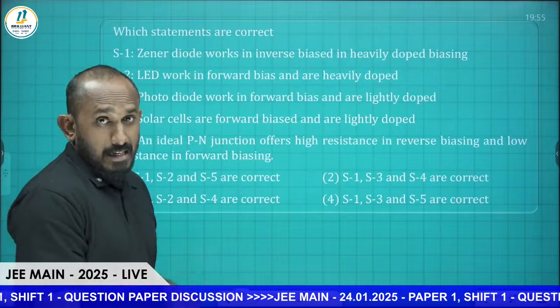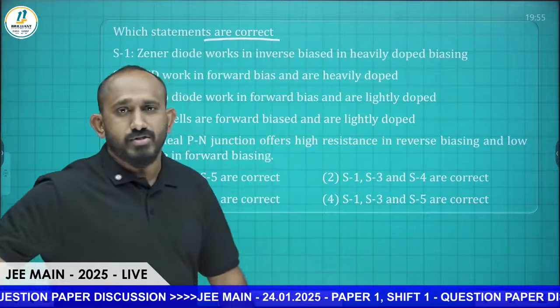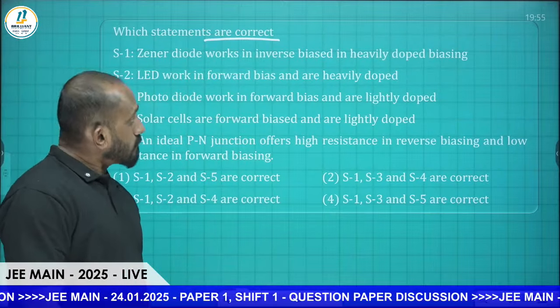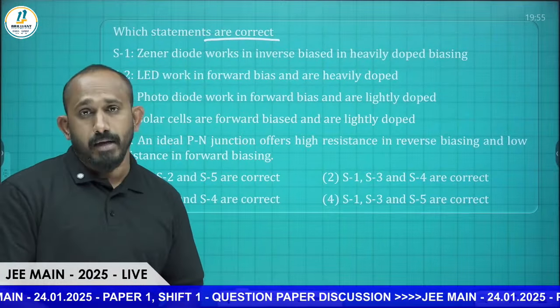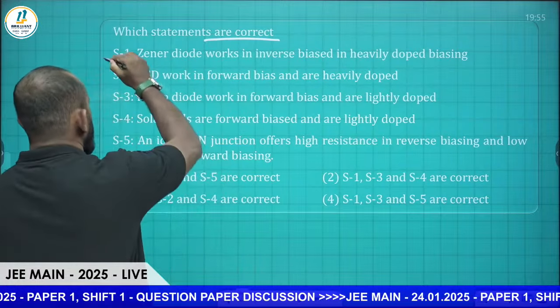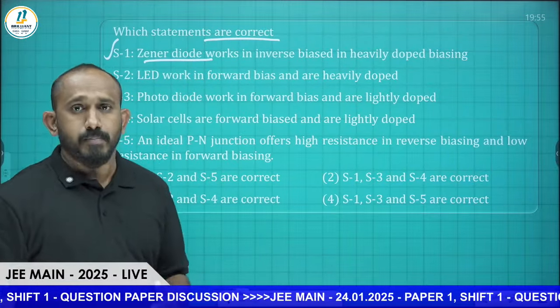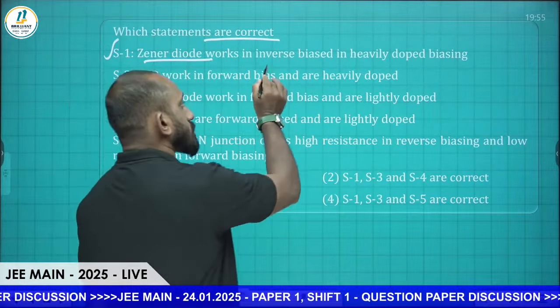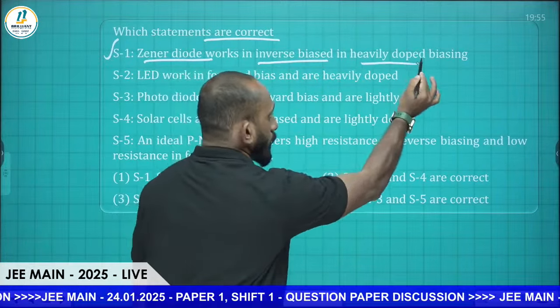Which statements are correct? So you have to opt the correct statements here. Statement 1. Zener diode works in inverse bias and is heavily doped. Yeah, of course, it's correct only. You know, Zener diode is a special purpose diode which acts as a voltage regulator. So it's always in inverse bias and it is heavily doped. Correct answer.